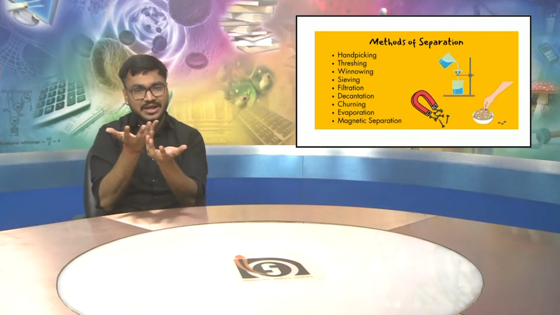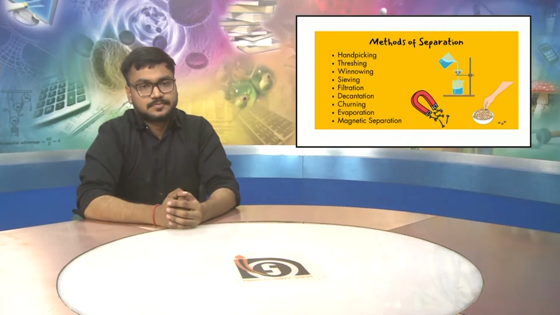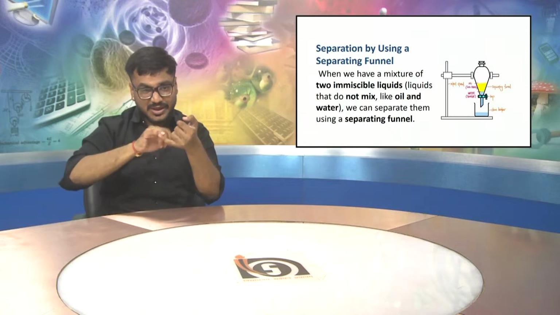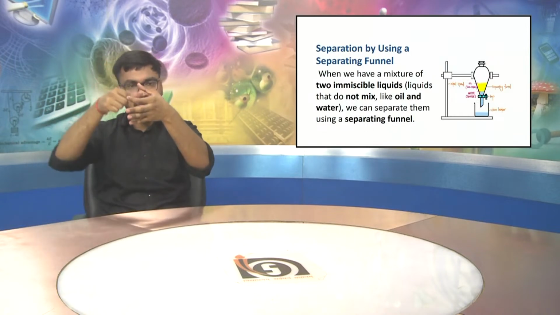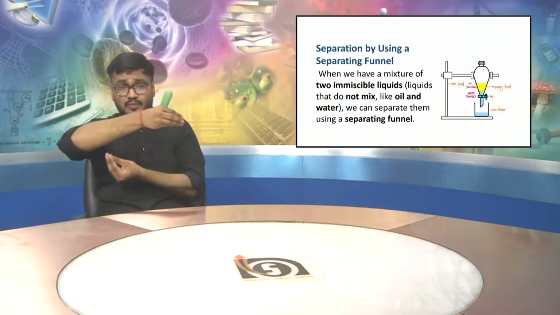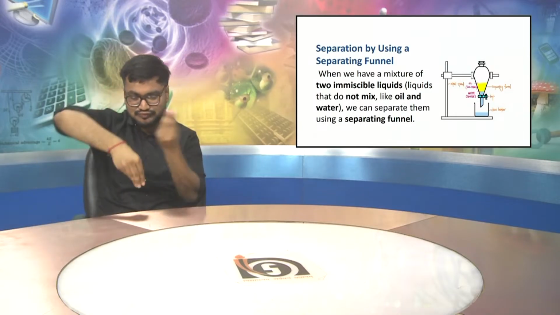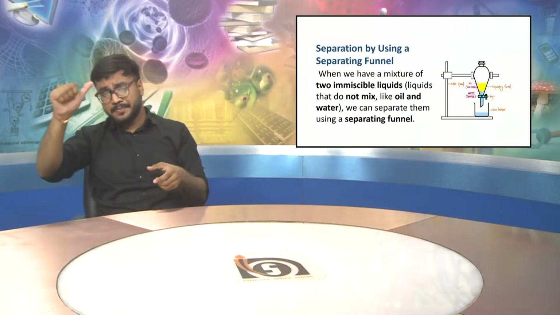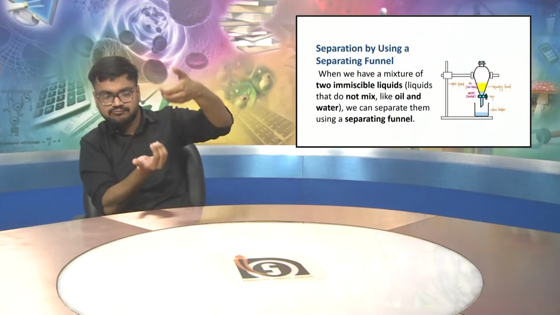Here are some methods of separation. In those methods, there is one method which is separation by using a separating funnel. When we have a mixture of two immiscible liquids that do not mix, like oil and water, we can separate them using a separating funnel.